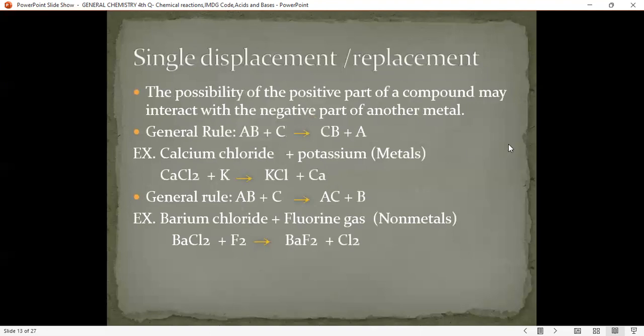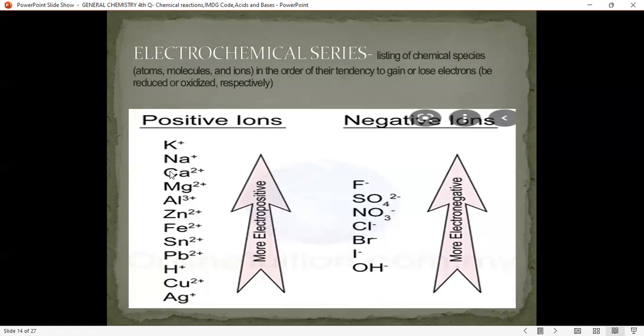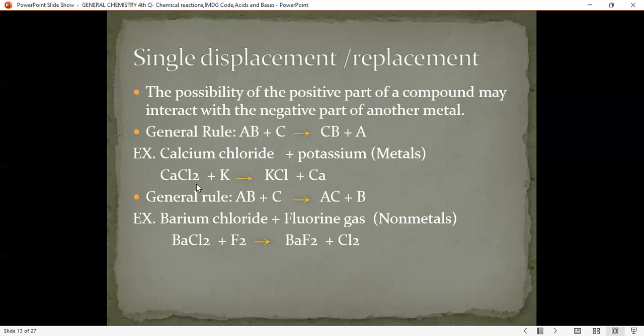Single displacement happens because of the electrochemical series, or the order of our electropositive and electronegative metals and non-metals. All right, so in metals, we have here calcium chloride and potassium. Potassium is much more electropositive compared to calcium, as we have seen in our next slide. Okay, the electrochemical series means that chlorine, which is the anion, is much more attracted to potassium than it is attracted to calcium. That's why in the formation of the product, we have chlorine now being paired with potassium, leaving calcium behind as a single product. All right, so that's what happens in single displacement or replacement.